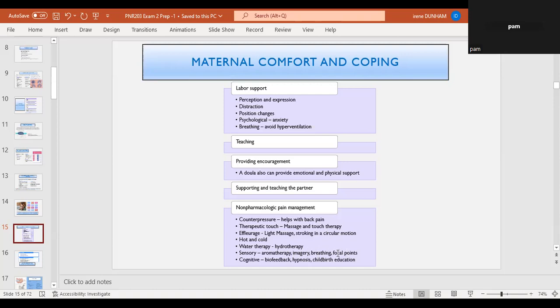I always ask them to look or stare at a wall. You can see like a little spot on the wall, and that can be your focal point. When you're doing the breathing, if they need to look at something, they can have a focal point. Sometimes they use their husband as a focal point. And then cognitive, you have your childbirth education classes, and then you have hypnosis. Okay. All right, so those are the different non-pharmacological pain management methods.